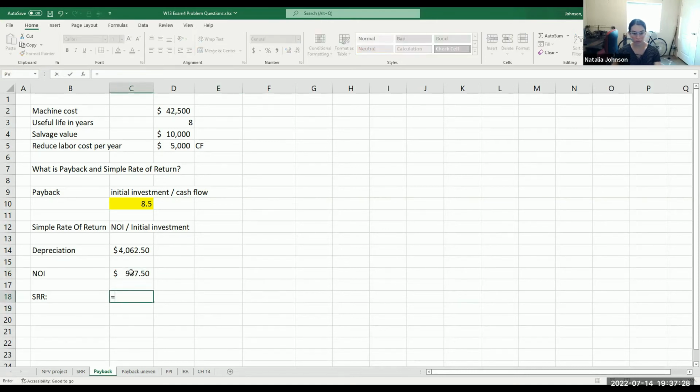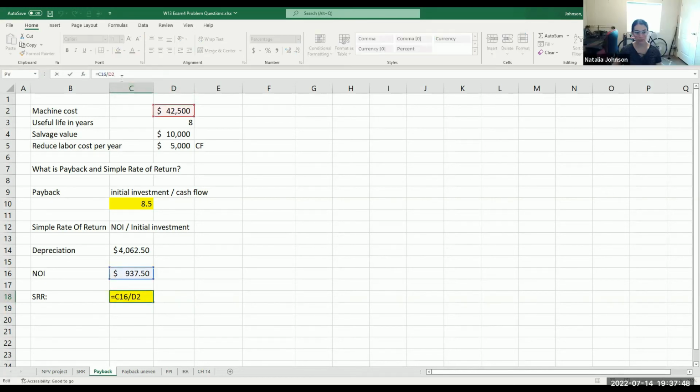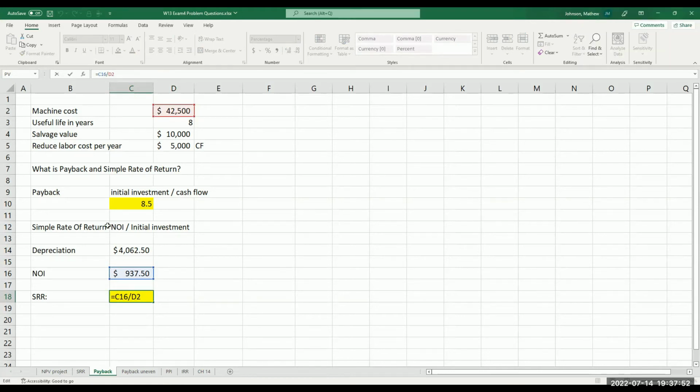And now simple rate of return is net operating income divided by the initial investment. And this is a percentage too, so 2.21. Sorry, could you click on that again? This one. Yeah, thank you. And right here is the formula too.